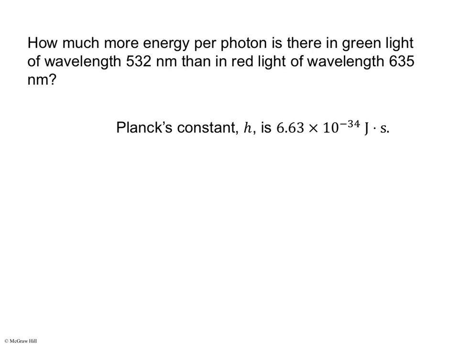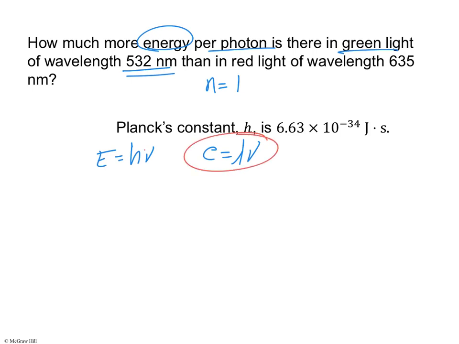So let's try another one. How much energy per photon? So we're just going to say photon equals 1. Green light, wavelength of 532. So this is energy. So you want energy equals h nu, and then you're given the wavelength, so you need C equals lambda nu. And then you want to rearrange this equation so you can replace it with nu, because you're not given frequency, you're given lambda.